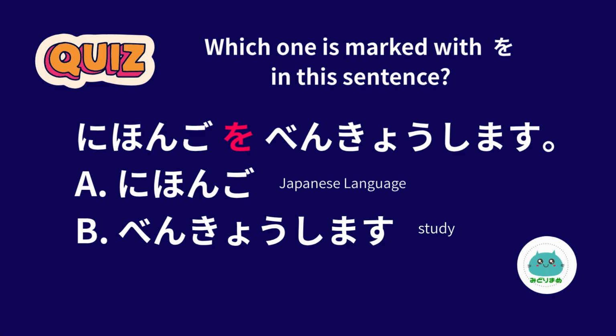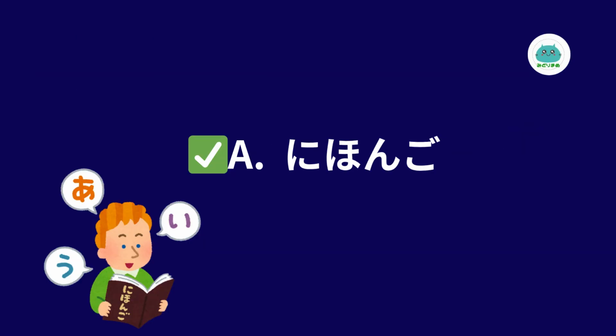Mini quiz. Which one is marked with o in this sentence? 日本語を勉強します。A. 日本語, which is Japanese language. B. 勉強します, which is study. The answer is A. 日本語, the thing you are studying.